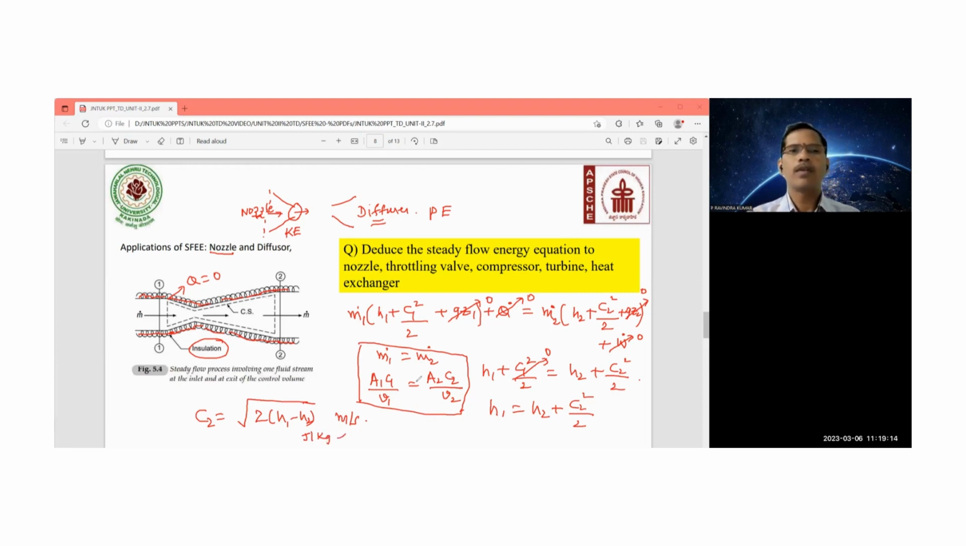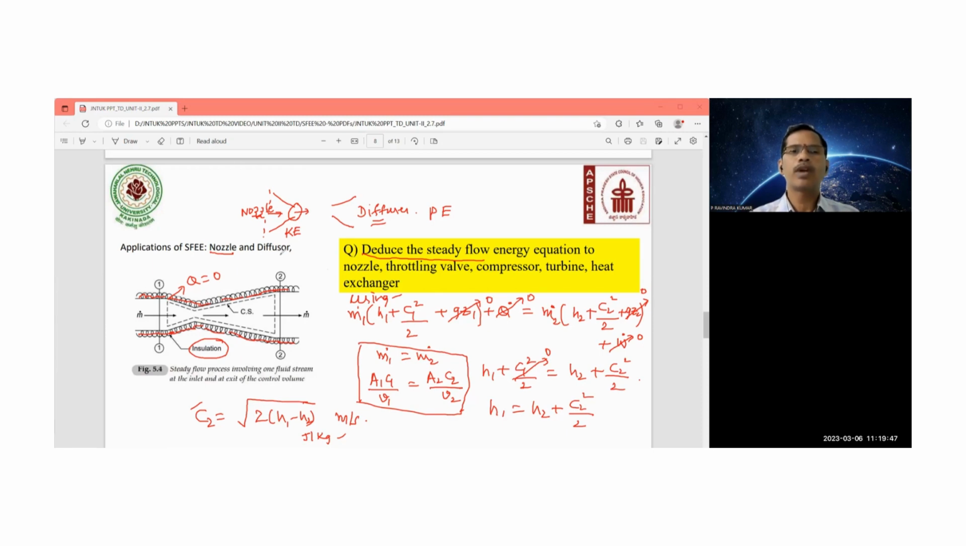Right? So here, using the steady flow energy equation, you have to deduce the velocity at the exit section of a nozzle. So this is how the things are going to be obtained, that is, deducing from the steady flow energy equation.